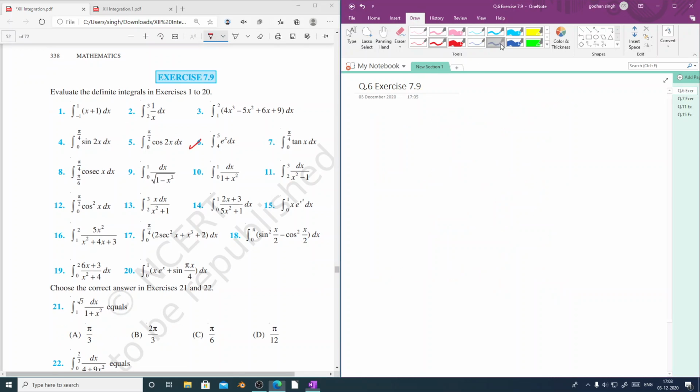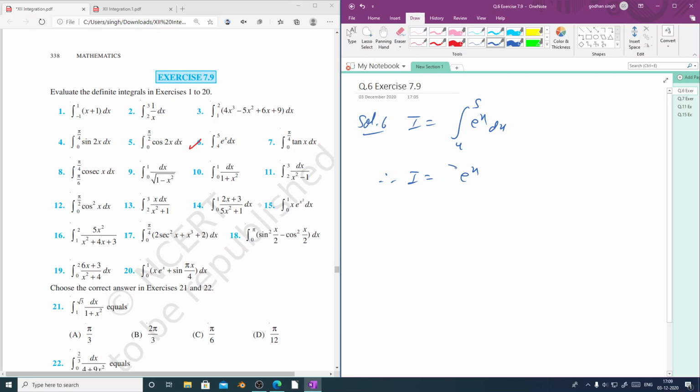Question number 6. So solving 6th one, solution 6, I equal to integration of e raised to x dx from 4 to 5. Now therefore I equal to, we know the integration of e raised to x, the limit is from 4 to 5. So therefore I equal to, first we'll put upper limit, and then from that we'll subtract the value of the lower limit. So I equal to e raised to 5 minus e raised to 4. And if you want you can take out common also. I equal to, you can write as e raised to 4 into e minus 1. So this is the answer of question number 6, exercise 7.9.